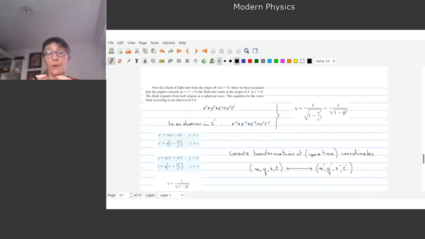So in each referential, you will have the wavefront, that will be a sphere. It is a spherical wave, and it is expanding. And the radius of this sphere is ct or ct prime, depending on the referential. The velocity is the same. It's very strange.